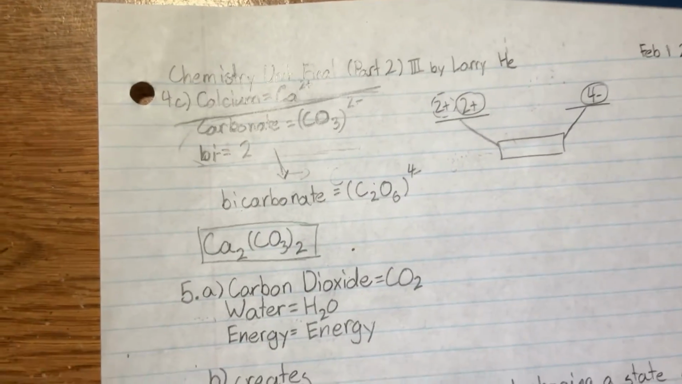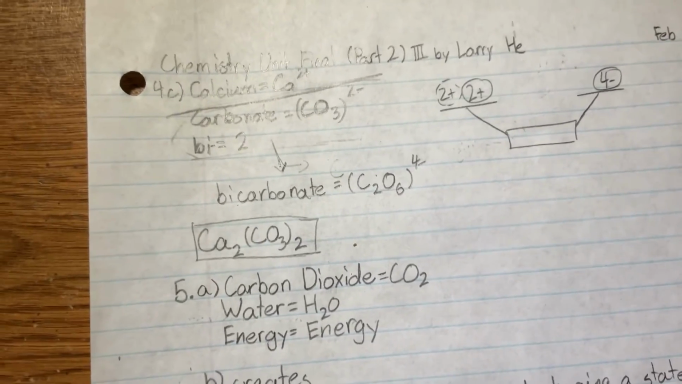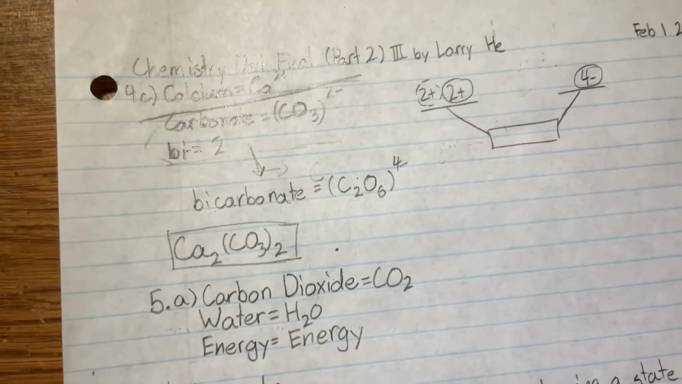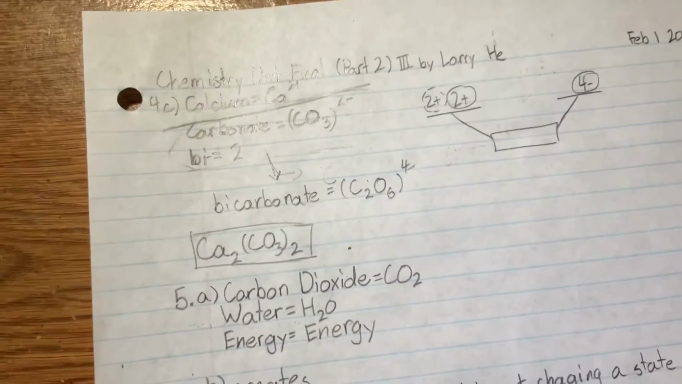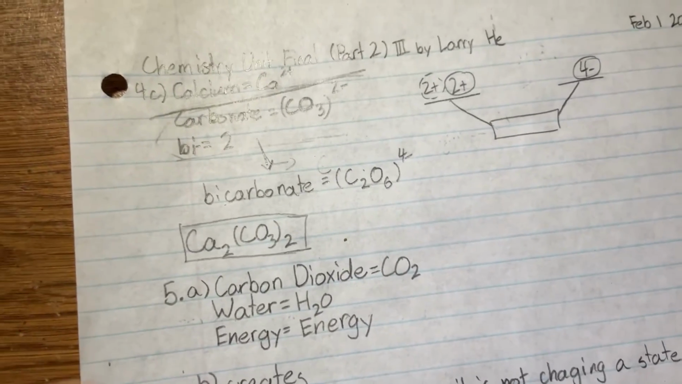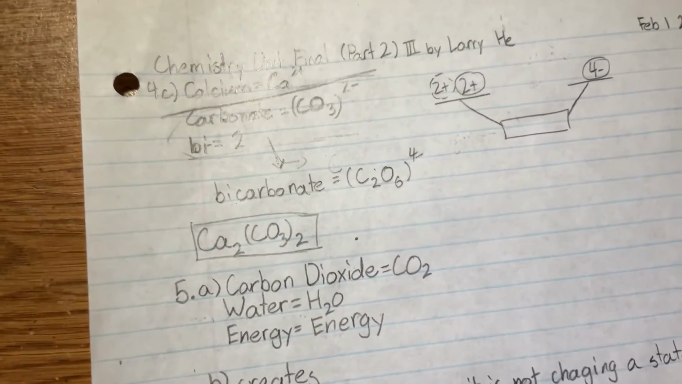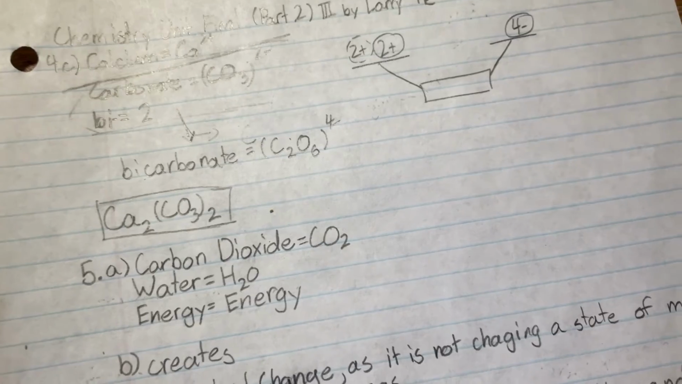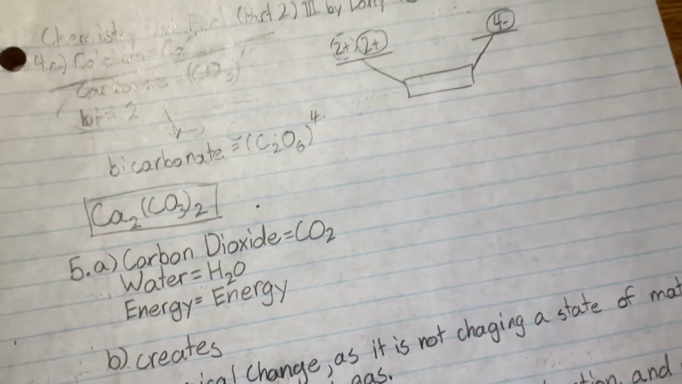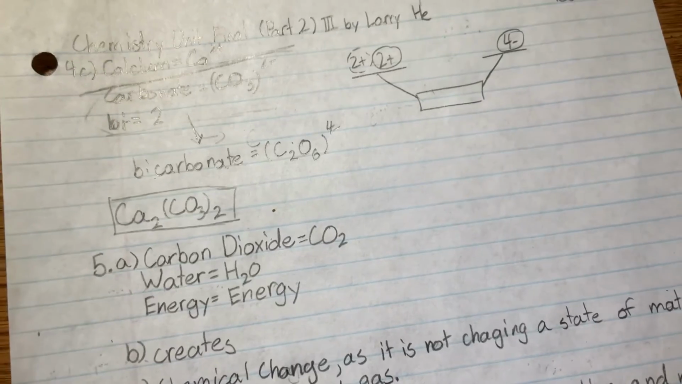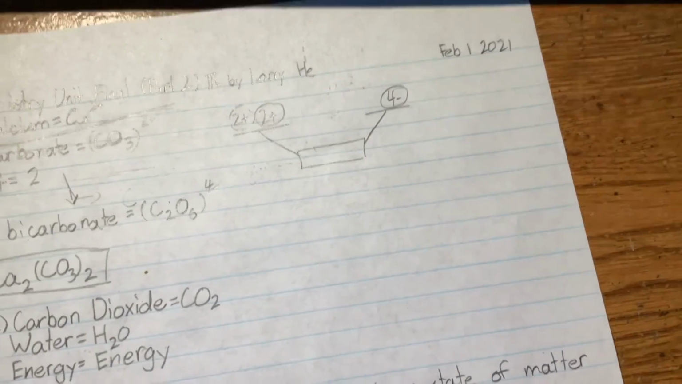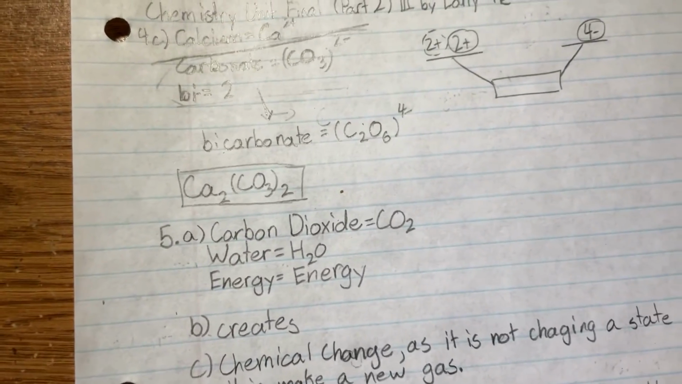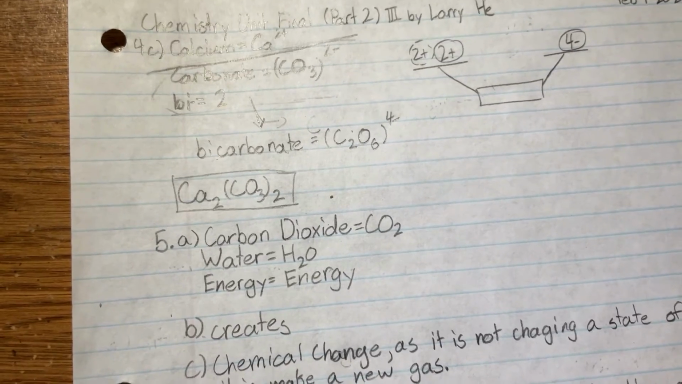For 4c, since calcium is Ca with an ionic charge of +2, and carbonate equals CO3 with an ionic charge of -2, and since it's bicarbonate, we can add those together, and since bi means 2, I believe that the formula is C2O6 with an ionic charge of -4. And since a +2 charge does not balance out a -4 charge, it needs another one. We can say the formula is Ca2 brackets CO3 bracket 2.